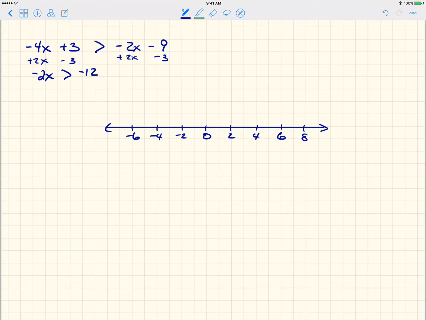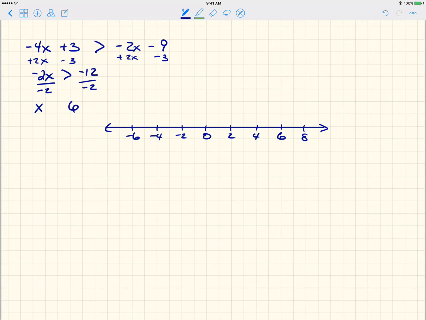Now, I have a negative 2x. I still want to get x by itself, so I'm going to divide by negative 2, divide by negative 2. Remember, even though it's an inequality, I still have to follow the rule where if I do something on the left-hand side, I also have to do it on the right-hand side. So negative 2 divided by negative 2 is a positive 1, so I just have x at this point. And on the right-hand side, negative 12 divided by a negative 2 is a positive 6.